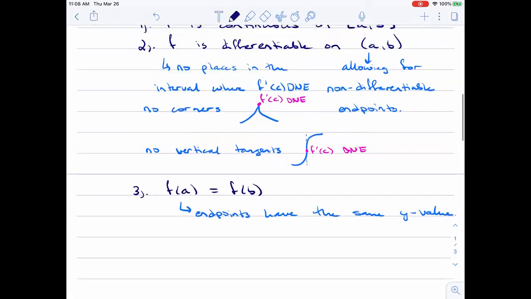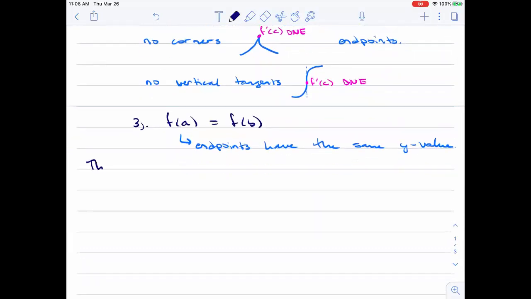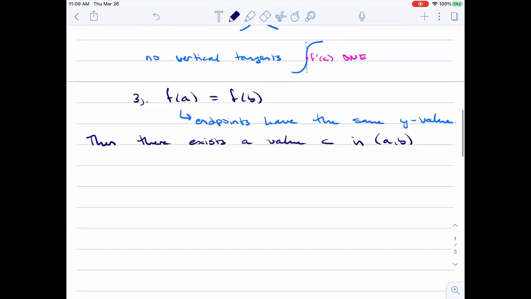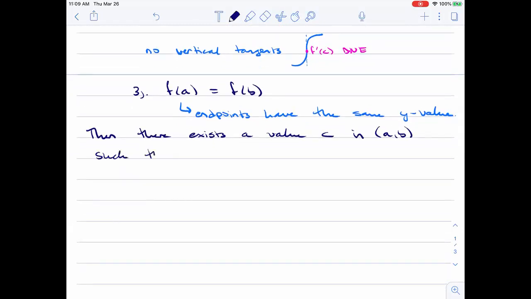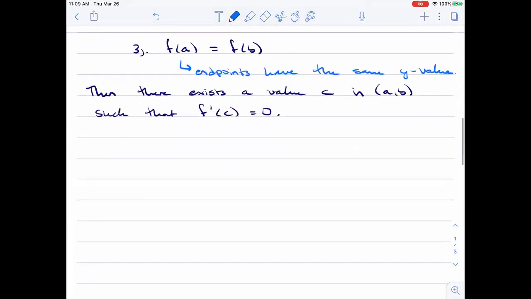So then the theorem, we're talking about Rolle's theorem. If these criteria are all satisfied, then there exists a value c in the open interval AB such that f prime of c equals 0. What does this mean? This means the slope of the tangent is 0, right? So it basically means that we've got some sort of cusp.